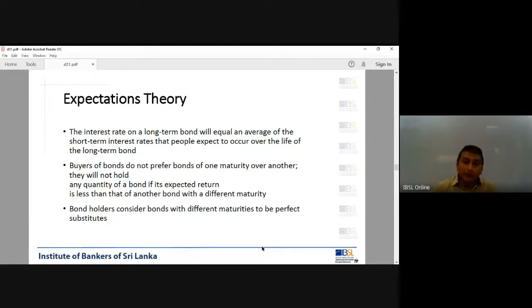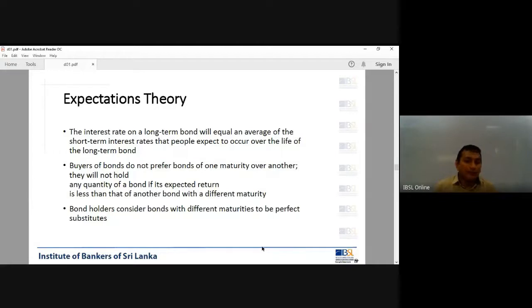everybody will move to the 5-year, not the 3-year. Because everybody is moving to the 5-year, the demand for the 5-year bond is increasing. When the demand shifts to the right, what happens to the price? Price increases. That means interest rates decrease. So the 5-year interest rate also becomes equal to the expected 3-year rate that you are seeing in the market. So that's what it says.